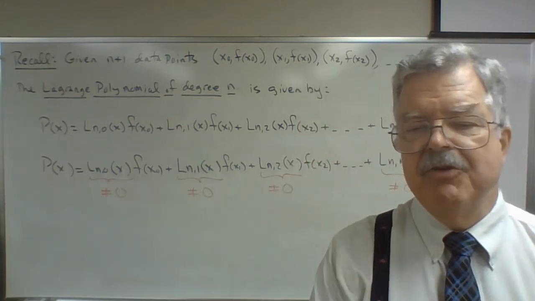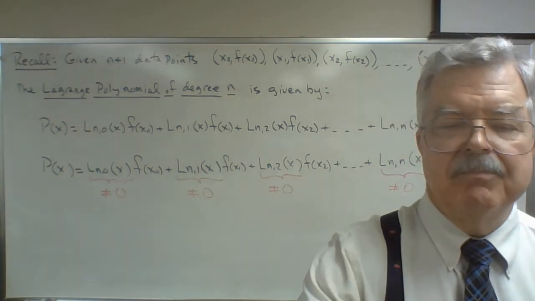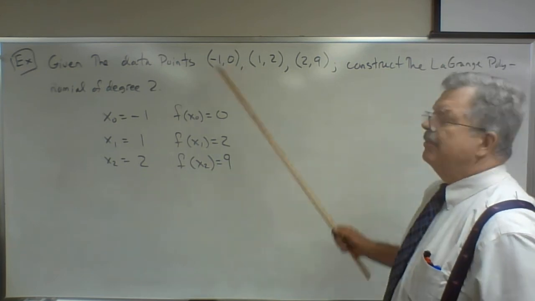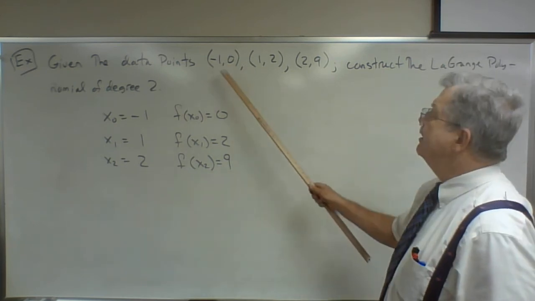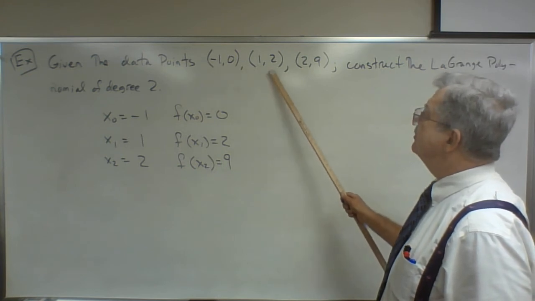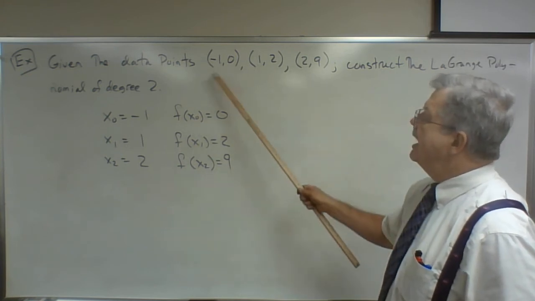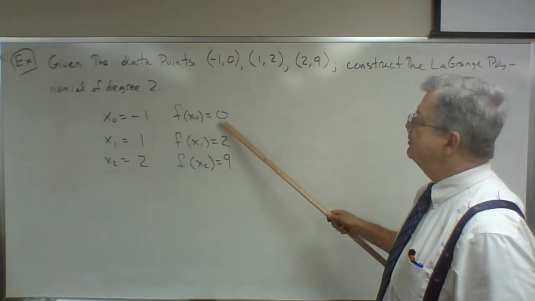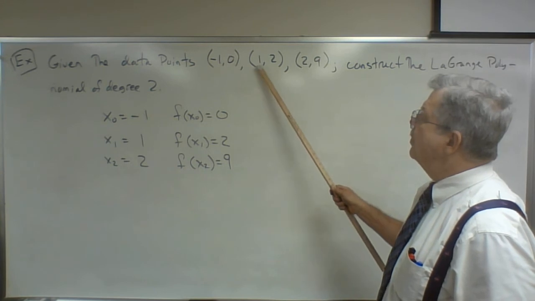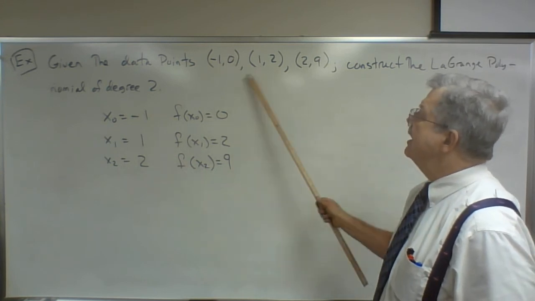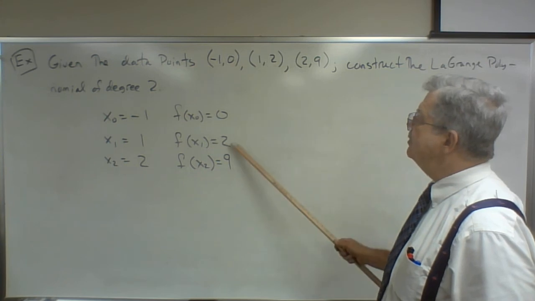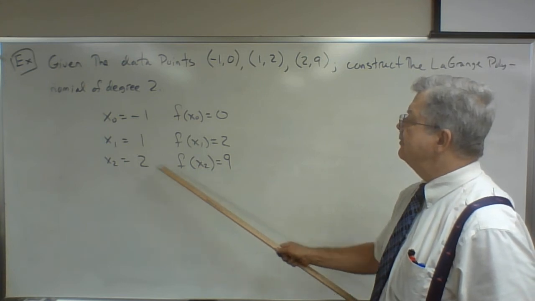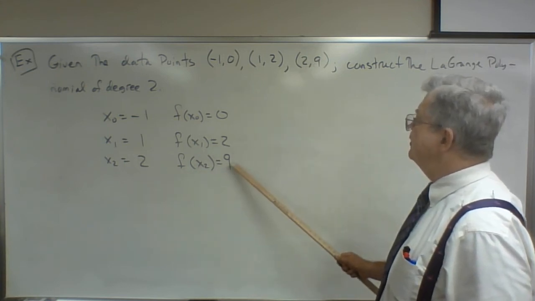Now let's see if we need to do more theory or if we need to do an example. Okay, 3 data points: -1, 0; 1, 2; 2, 9. x0 is -1, and f of x0 is 0. x1 is 1, and f of x1 is 2. x2 is 2, and f of x2 is 9.